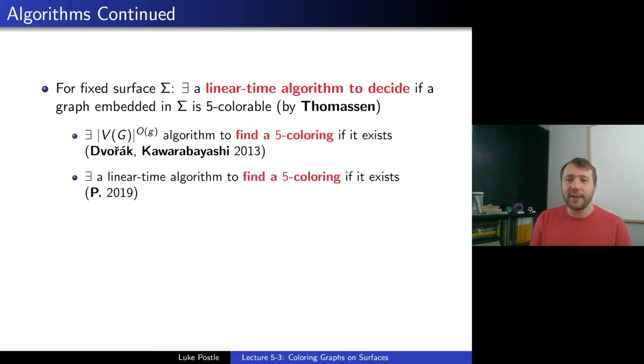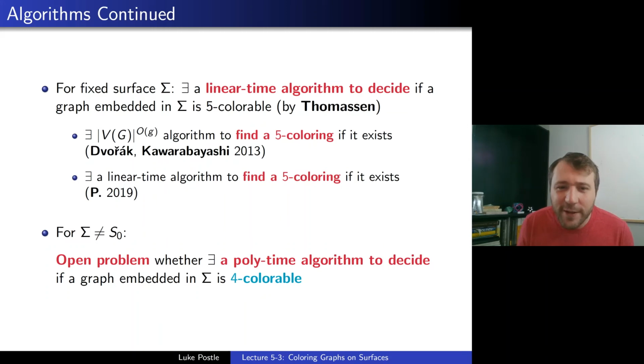Okay, so that is for 5-coloring. What about, could you do better, right? So for the critical graphs, we said no, you can't do 4. For locally planar, we said no, you can't get it to 4. What about algorithms? Well, strangely, there is an open problem, right? So for the sphere, it's always just yes, but what about the other surfaces? It's an open problem, and it seems very, very hard, whether there exists a polytime algorithm to decide if a graph embedded in sigma is 4-colorable.